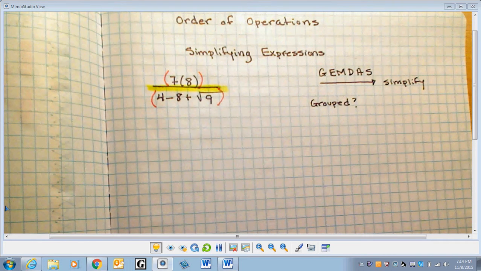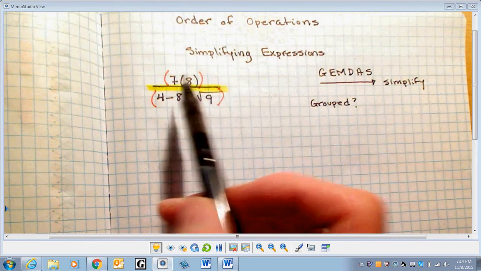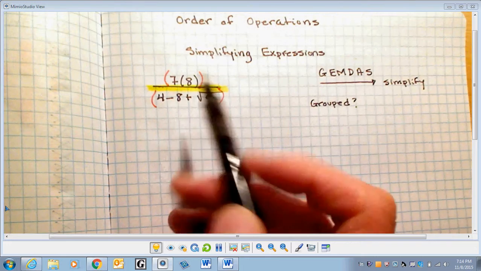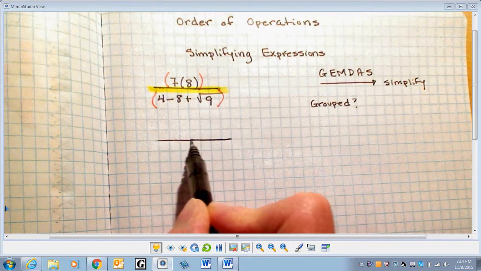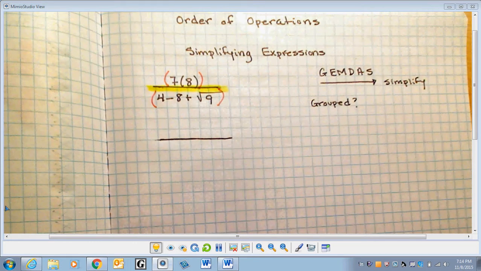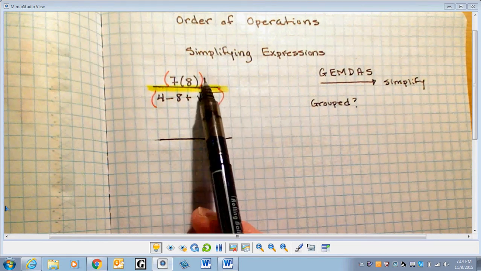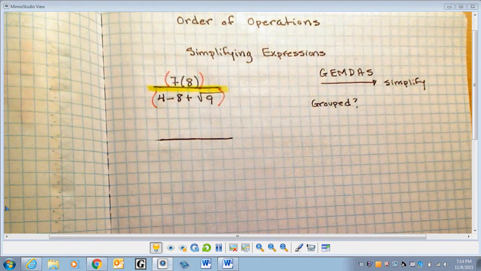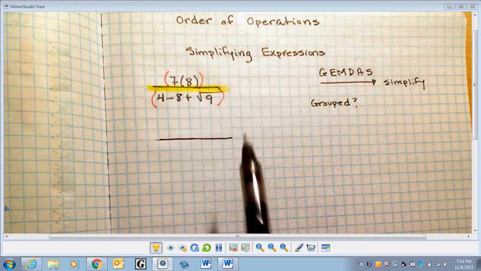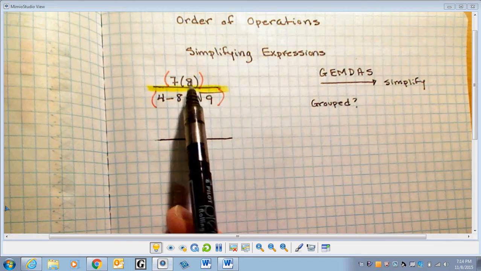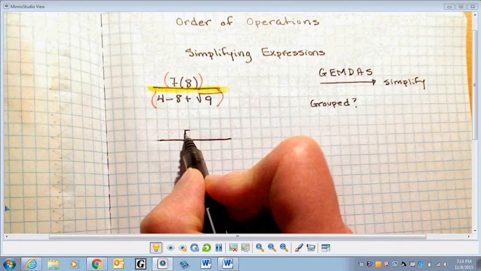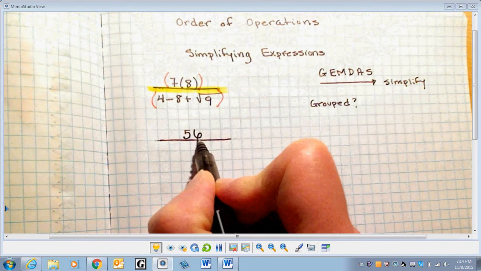So I have to do what's inside the grouping first. Let's look at the grouping at the top. When I look in my numerator, notice the first thing I do is write my fraction bar. That way I can keep track of my numerator and my denominator and not get lost. The first grouping I see is in my numerator, which is 7 times 8, which is 56. I can just write that like this.